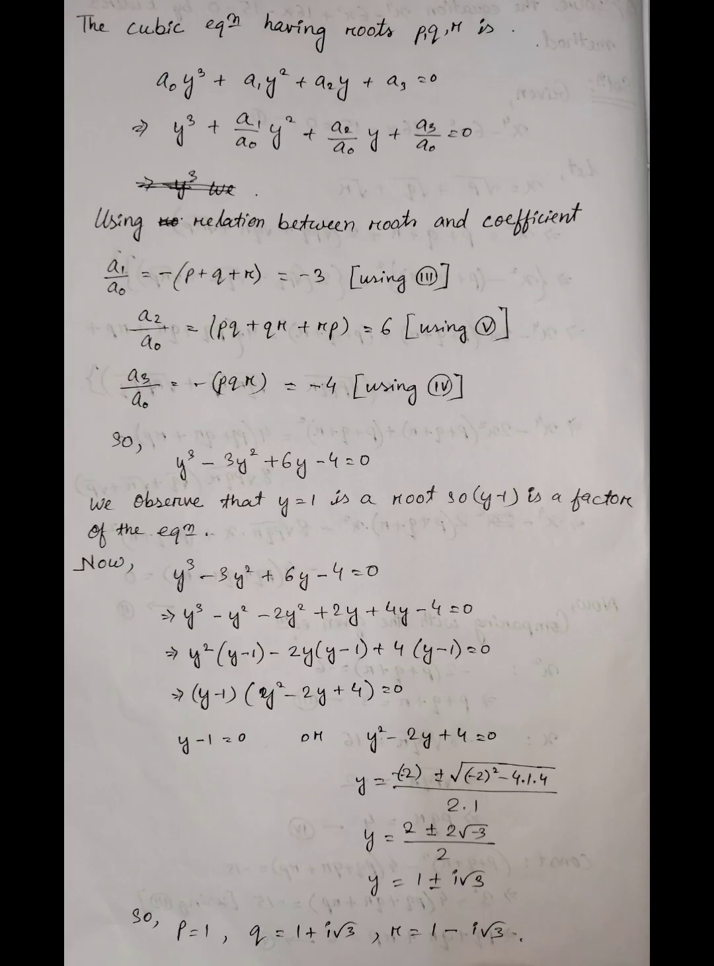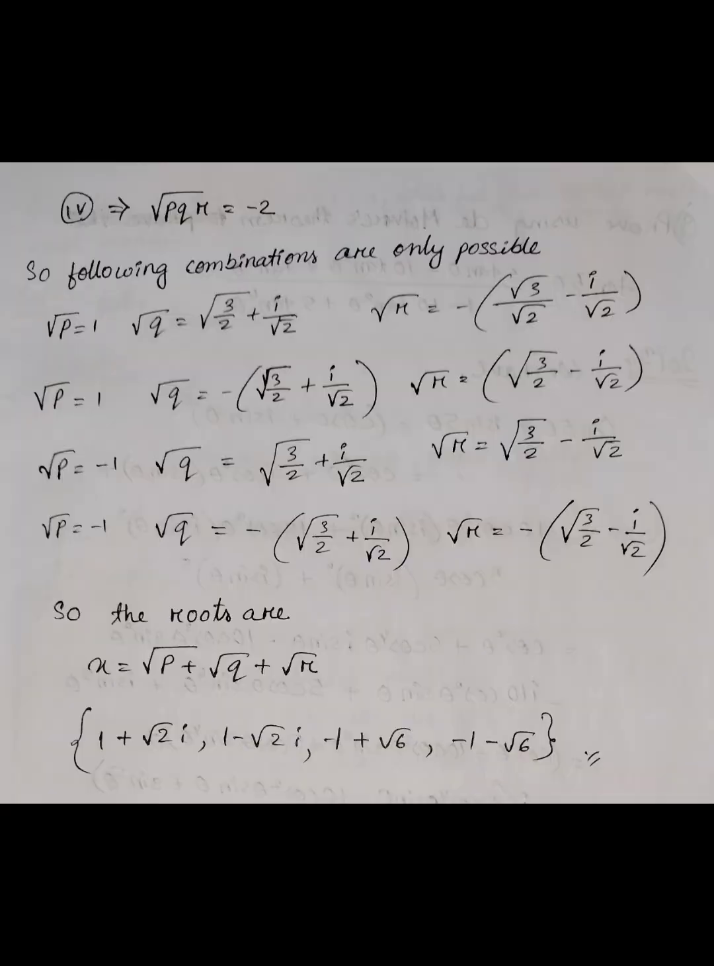By using the relation between roots and coefficients, we have taken out the coefficients of the cubic equation. Now we have observed that y minus 1 is a factor of this equation. So, after solving this, we got the values of p, q and r. Now we will arrange p, q, r in such a way that we get the value of root over pqr. So, here, the value of root over pqr is minus 2. So, the following combinations are only possible. So, the roots are 1 plus i root 2, 1 minus i root 2, minus 1 plus root 6, minus 1 minus root 6.